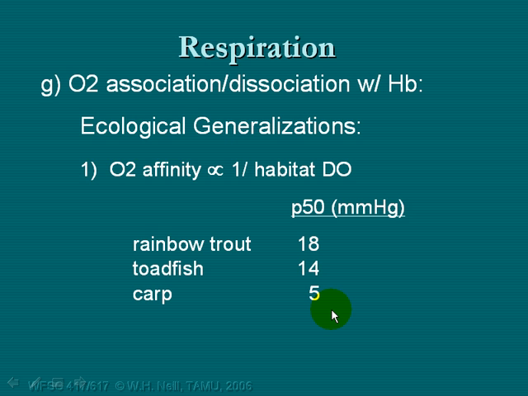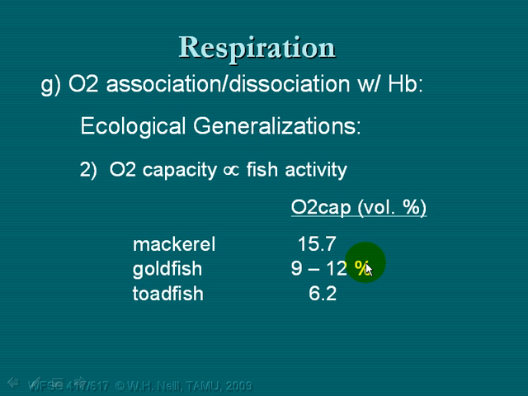So the affinity is more related to habitat DO than it is to the general level of activity of the fish. I wouldn't want you to get the idea that the rainbow trout has low affinity because it's active. It's got low affinity because it lives in a habitat that has relatively high oxygen. Now, the capacity does tend to relate to activity. And there the rule is that the more active the fish, the higher its capacity. In other words, the more oxygen it can carry per unit volume of blood bound to hemoglobin.